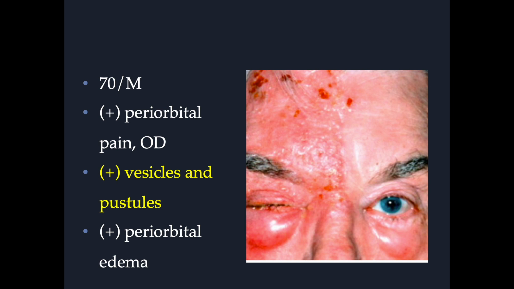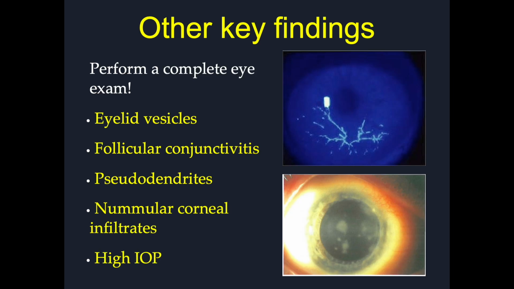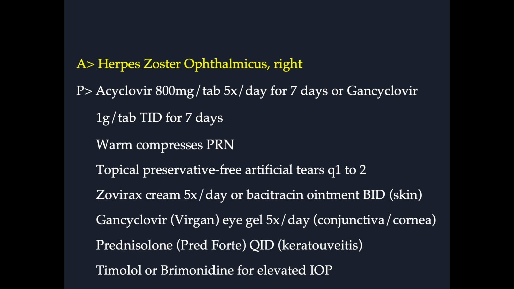To help in our diagnosis, you need to perform a complete eye exam. And here's some key findings that you might appreciate. You could see the eyelid vesicles, some follicular conjunctivitis, and in the top blue photo, there's actually a slit lamp photo but under a cobalt blue filter. You could see those branching patterns, so those are pseudodendrites. So very pathognomonic for this case. In the photo below, some nummular corneal infiltrates, and the patient seems to have a high IOP. So with those findings, we assess this patient to have herpes zoster ophthalmicus.